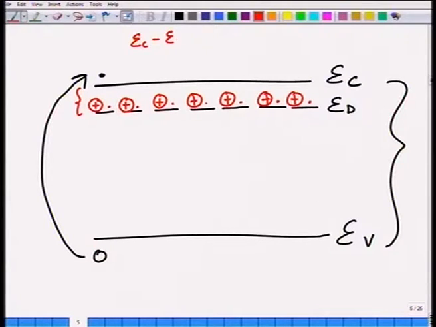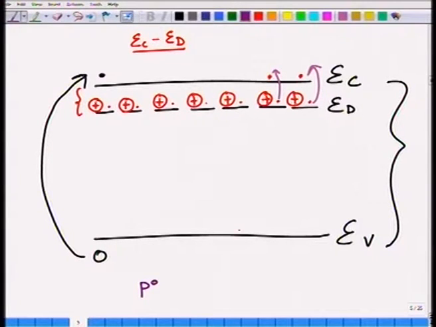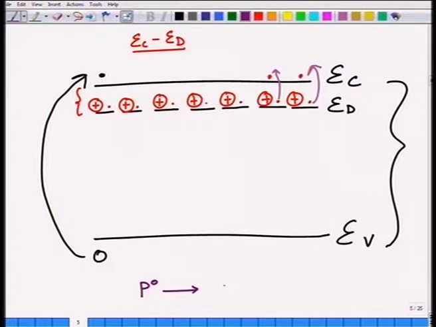sufficient energy meaning only energy which is this small, EC minus ED. If you have such small energies, this fifth electron could simply jump into the conduction band. All these fifth electrons could come and jump here. What is left is P plus, phosphorus with 4 electrons in bonding, and the loosely bound fifth electron goes into the conduction band. Room temperature is adequate for all these electrons to easily go to the conduction band.